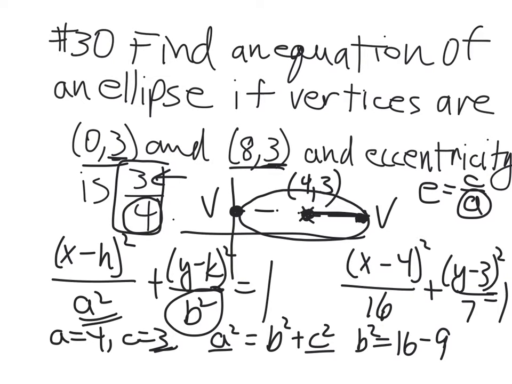Now, not all the time will we have nice, perfect squares down there. I guess 7 is a perfect square of the square root of 7, but not a perfect square of an integer necessarily. But that's the equation of the ellipse that would fit these properties. Questions?